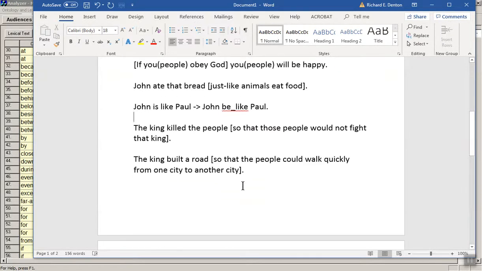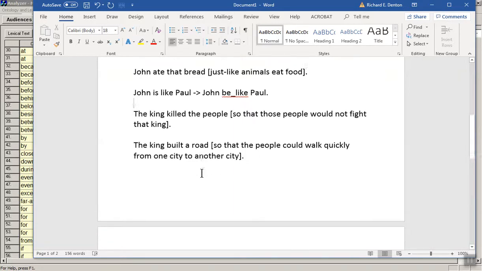Two other event relations that I use all the time, very helpful, are so that something would happen, or so that something could happen. The king killed the people so that those people would not fight that king. So you can write the phase 1 representation just like this, and when you use the analyzer, it should convert it. The king built a road so that the people could walk quickly from one city to another city.